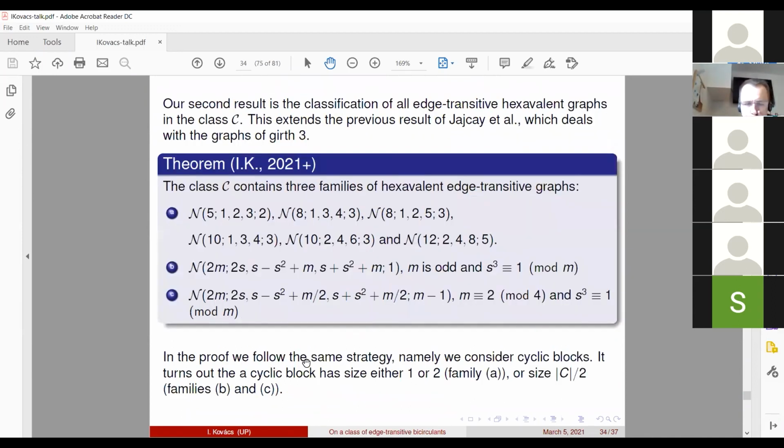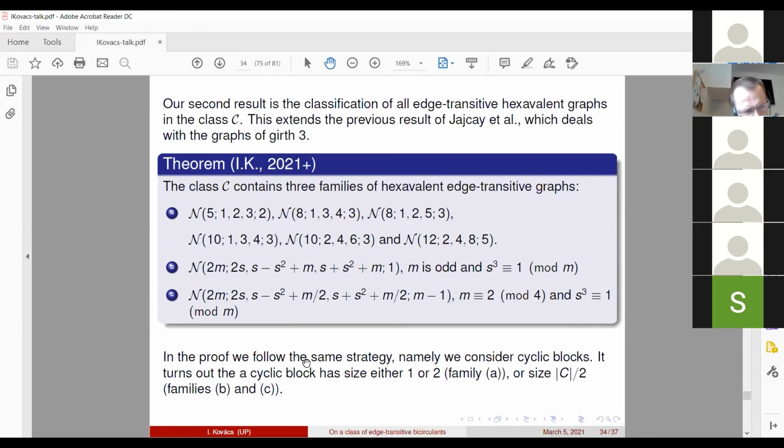Okay, so this is actually our first result. I also have a second result. I will not explain it in detail, I just show you the result. The second result is about the classification of all H-transitive hexavalent graphs in the class C. These are the graphs which Robert and his co-authors call next graphs. This extends their result, which deals with the graphs of girth 3. Now we don't need this girth 3 restriction, and these are the families.